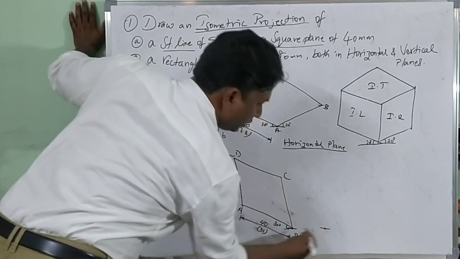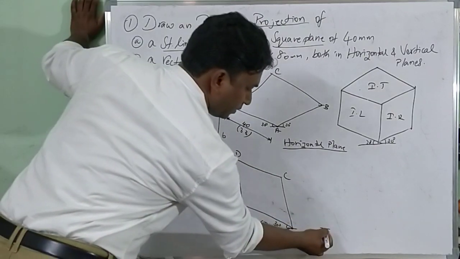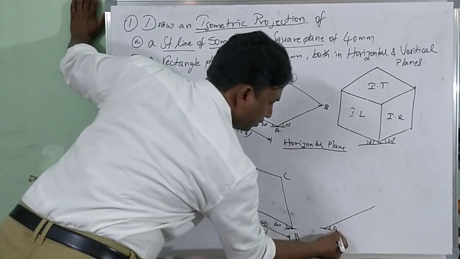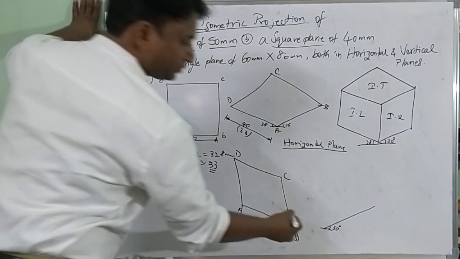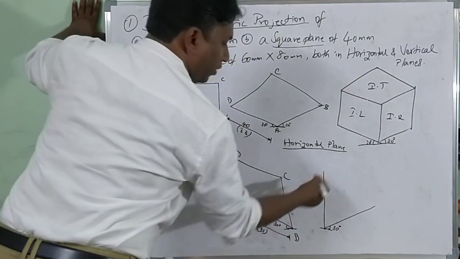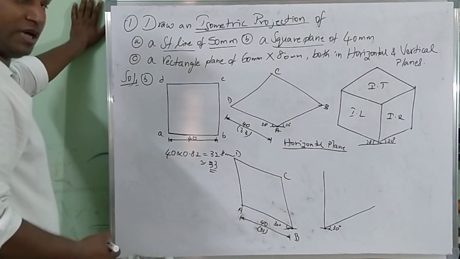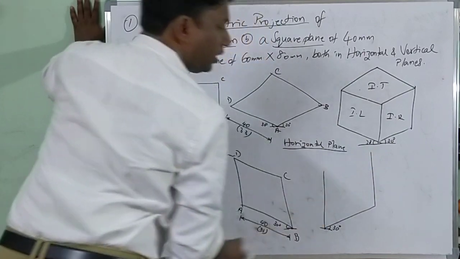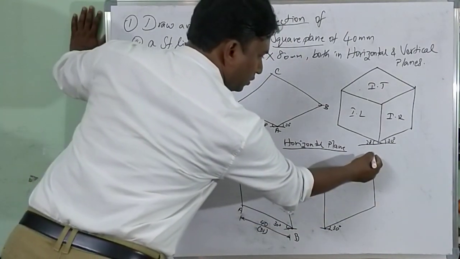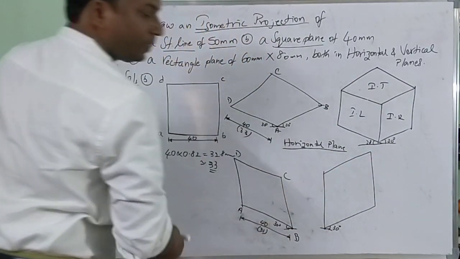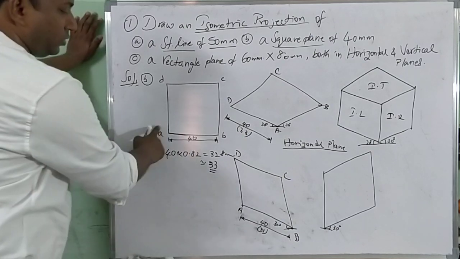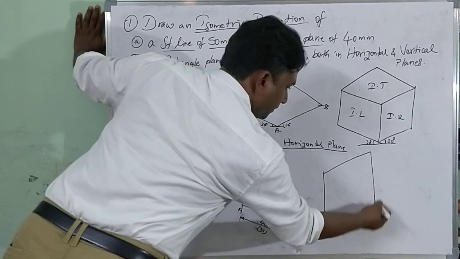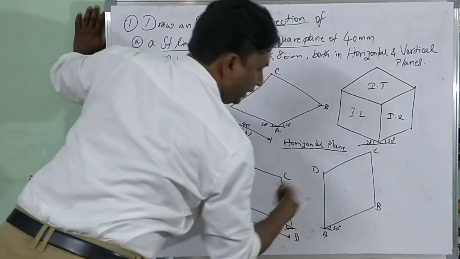Draw a line, keep a reference point. Draw a line at 30 degrees, and a vertical line of the same 33 mm. Now from here also draw a vertical of 33 mm, close it. Now with respect to this point I started towards the right side, A, B, C, D.